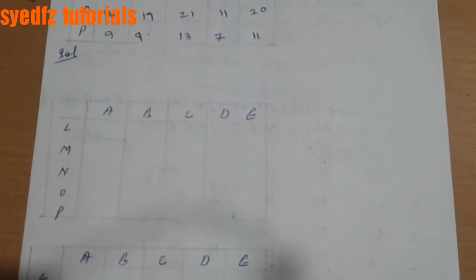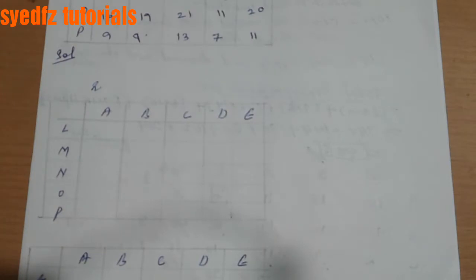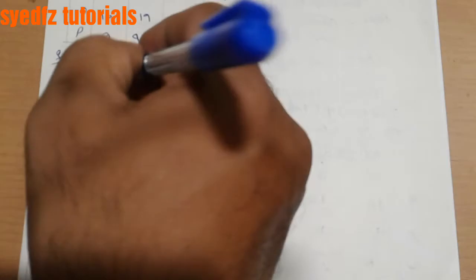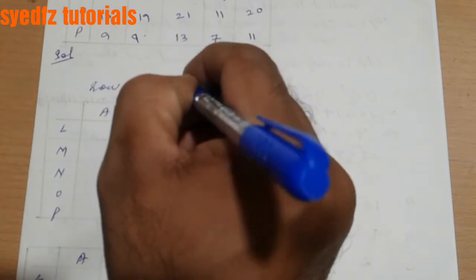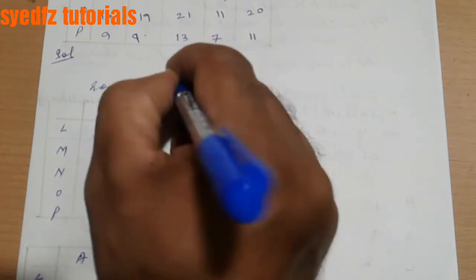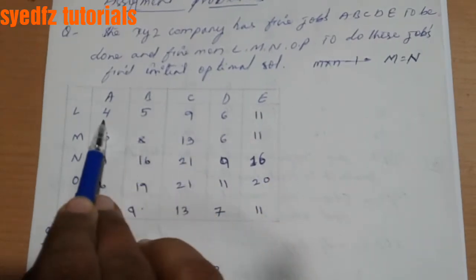First, we have to do row subtraction in order to solve the question. The row subtraction is done by taking the minimum value from each row. What is the minimum value here? In the first row, the minimum value is 4.